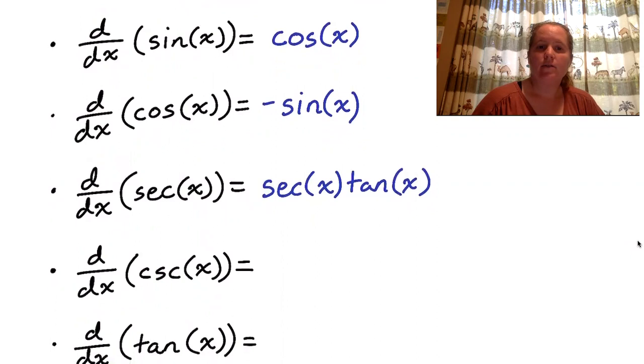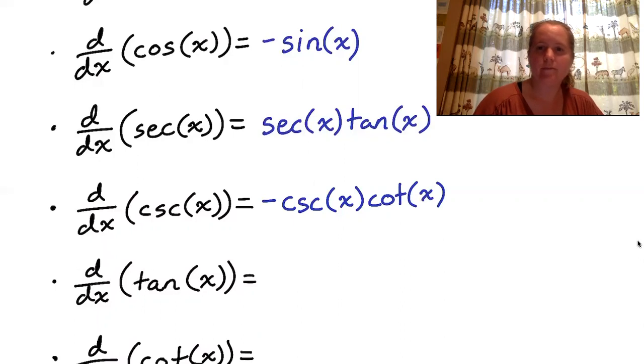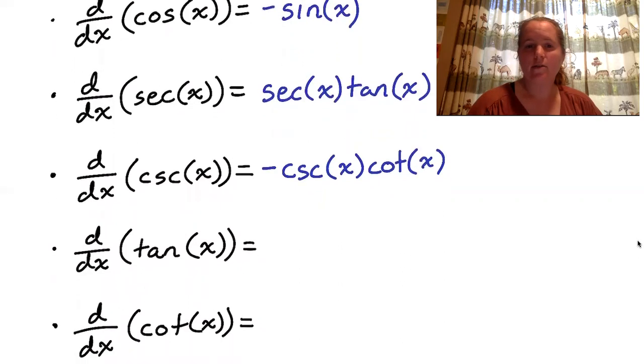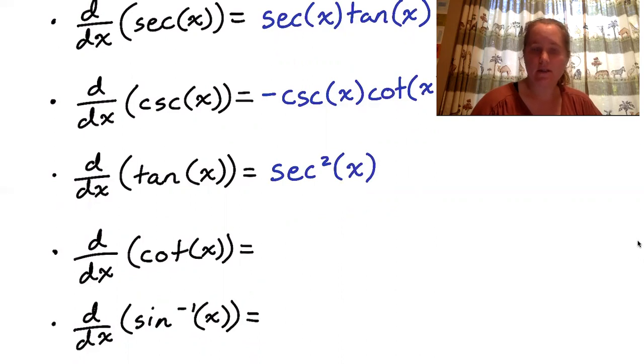The derivative of cosecant of x was negative cosecant of x times cotangent of x. The derivative of tangent of x was secant squared of x. The derivative of cotangent x is negative cosecant squared of x.